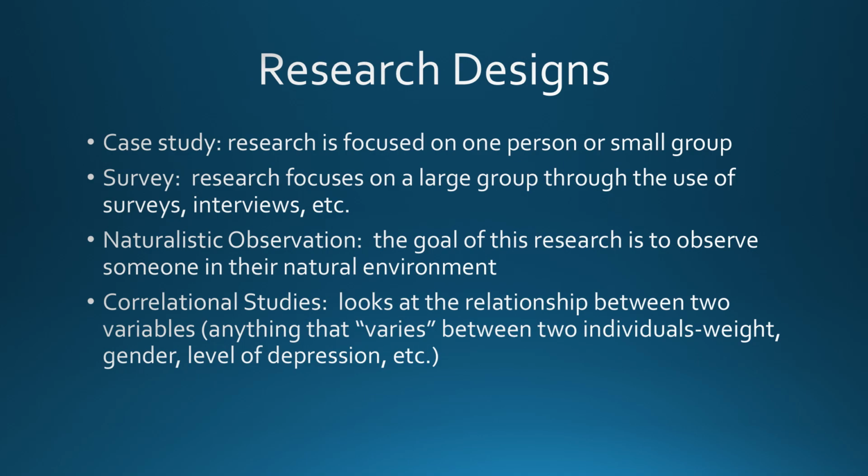Naturalistic observation, the goal of that research is to observe someone in their natural environment. In other words, you don't want to bring them into the lab to ask questions, but you want to observe them at home or at school or at work or anywhere else that they reside. Correlational studies look at the relationship between two variables. A variable is anything that, quote, varies between two individuals. For example, weight. Most individuals have different weight. There are different genders. There are different levels of depression. So anything that varies between two individuals is considered a variable.